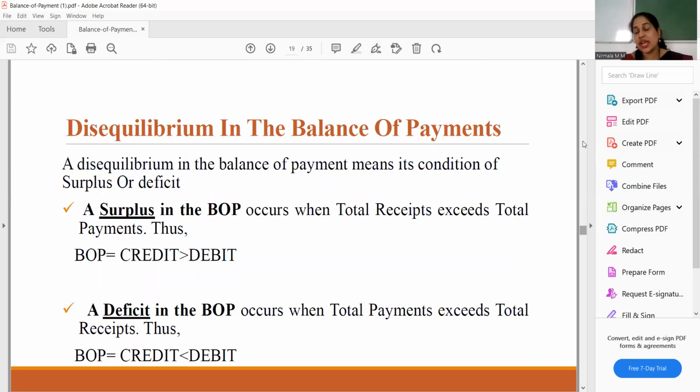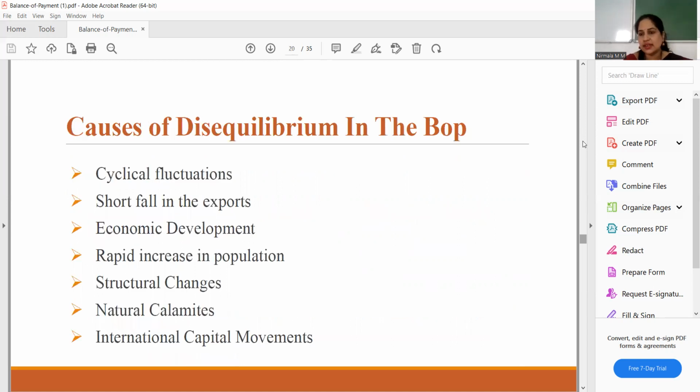One of the greatest concerns that most developing and underdeveloped economies face at present is disequilibrium in the balance of payments, basically deficit BOP. When we talk about disequilibrium, it is either demand exceeding supply or supply exceeding demand. So basically it is a surplus BOP or a deficit BOP. A surplus BOP occurs when the total receipts exceed the total payments, and a deficit BOP is when the total payments exceed the total receipts. Both the surplus and the deficit BOP are considered disequilibrium in the balance of payments situation.